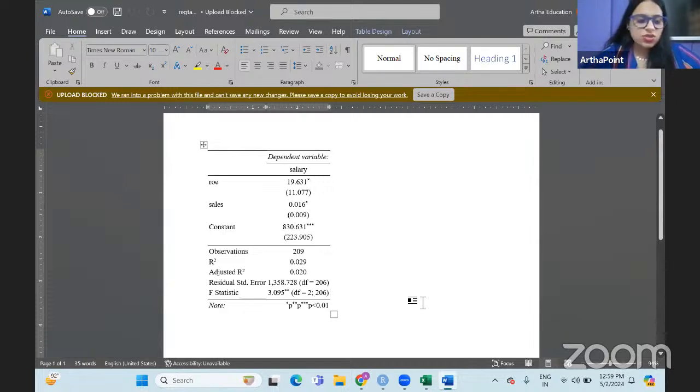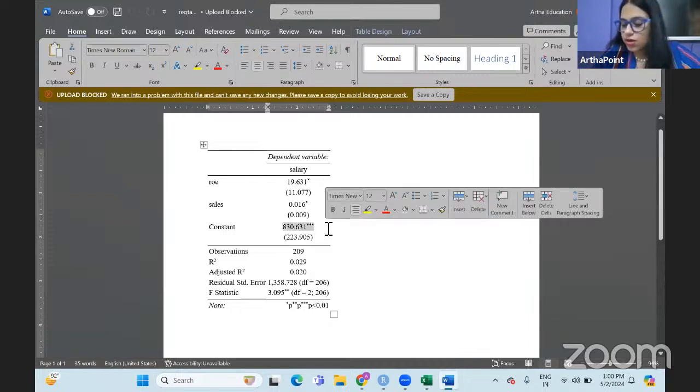Now I will go ahead and make a note of this information in my tab so that we can interpret this. So what did we get? What is the information we have got? We have got salary is equal to, the constant is 830.631, and then we have got ROE. The coefficient of ROE is 19.631.